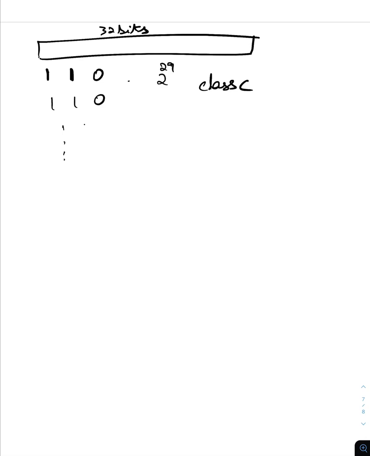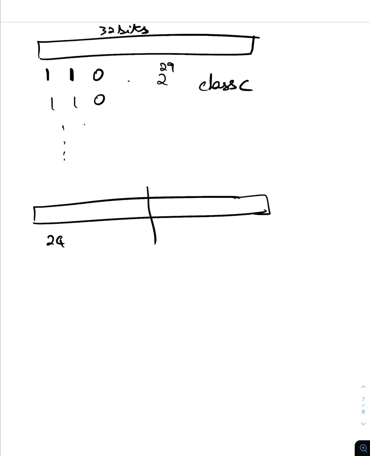So if you want to know how we got 110, you just go back and review what I explained, how these classes are formed. It's 0, 10, 110, and 1110 for classes A, B, C, and D. So you can just go back and look at how we got 1, 1, 0 for class C. So it's 1, 1, 0 in the first 3 bits and 2 power 29. And for class C, we have 24 bits for network ID and 8 bits for host ID. As we already have 110 dedicated for the first 3 bits, the remaining is 8 minus 3, which is 5.